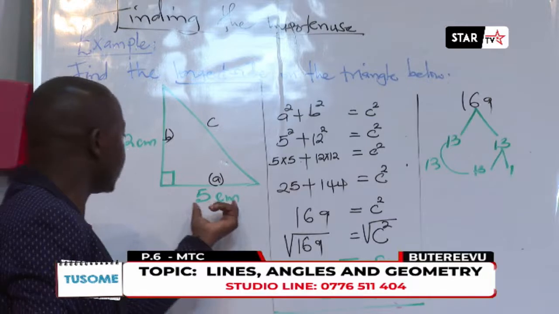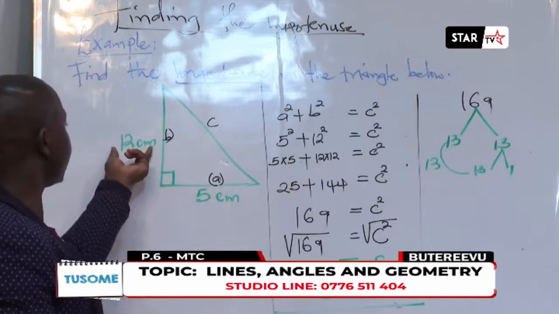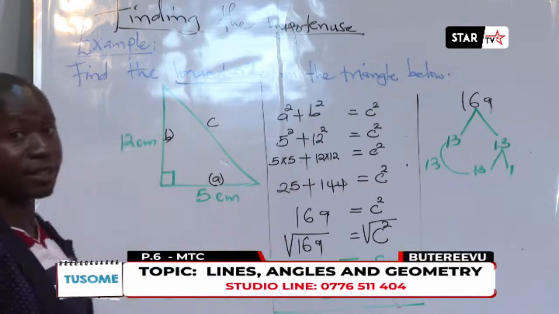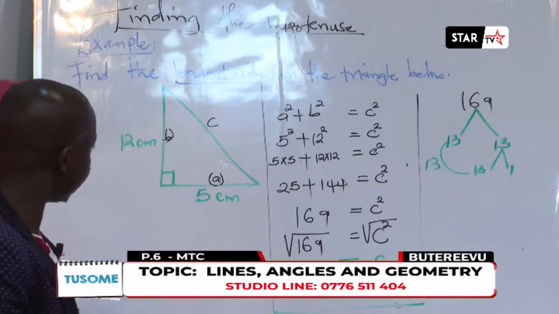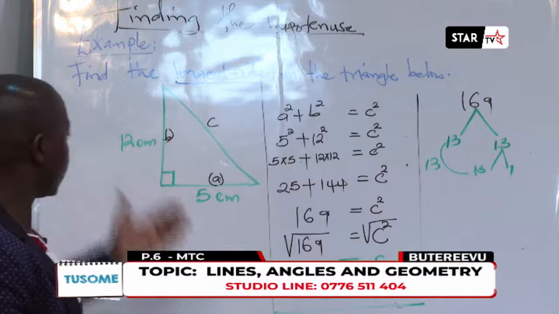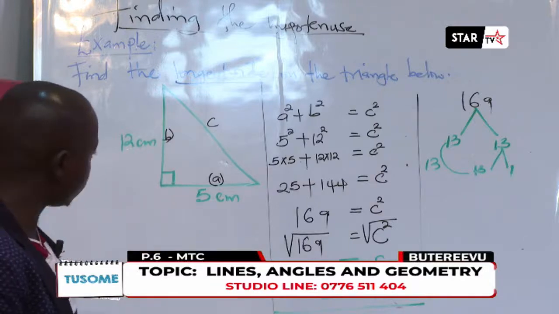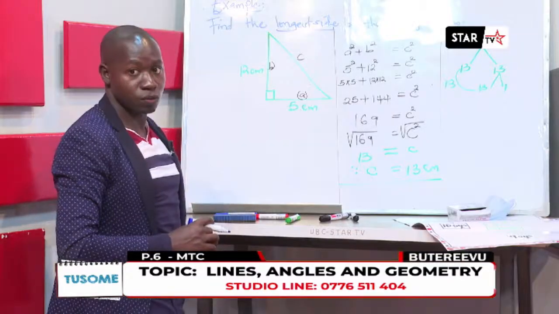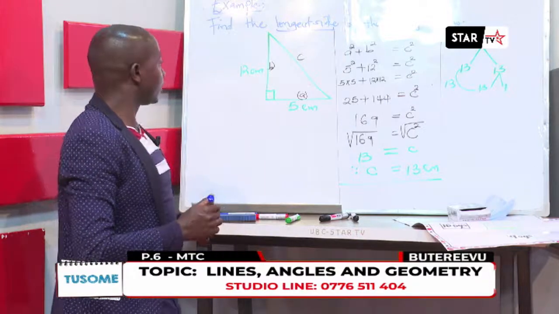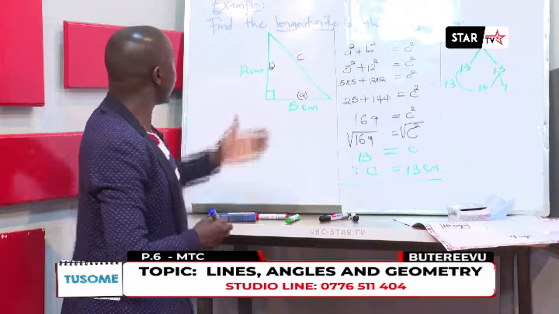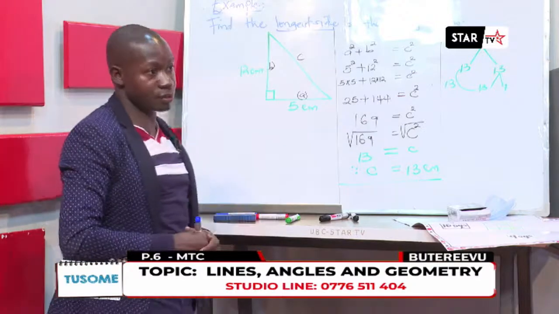Because when you look at this, it's 5. When you look at this, it's 12. It means the 13 in length is the longest, on top of the other 2. So that is how we apply our Pythagoras theorem in order to find the hypotenuse.